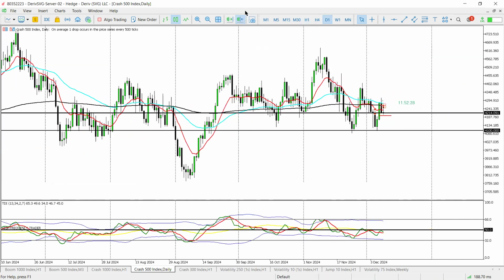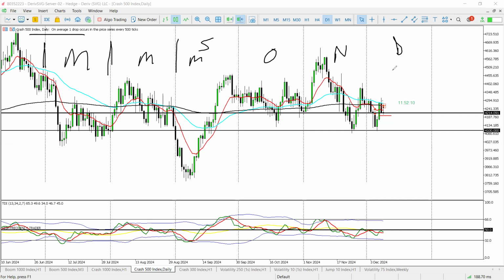Personally, I like to put period separators. So let's start there. On the daily time frame, wherever you see a period separator, it represents a month, 1 month, 1 month. So this was the month of November, October, September, and we are currently in December.